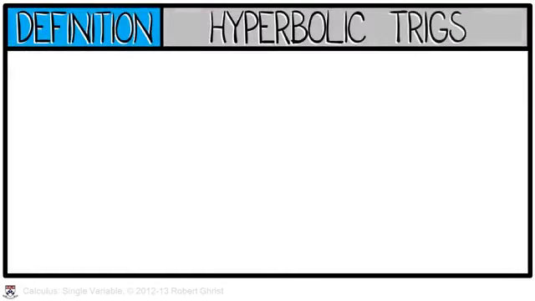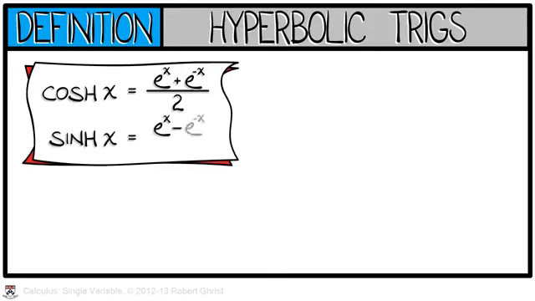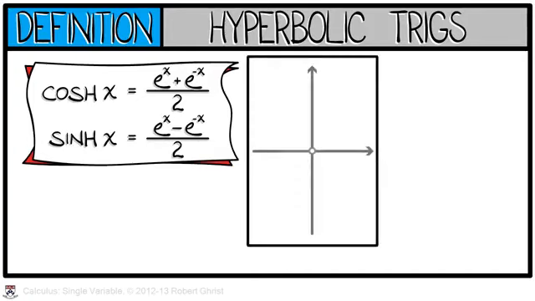With these tools in hand, let us consider a new class of functions. These are the hyperbolic trigs. The hyperbolic cosine of x, or cosh of x, is defined as e to the x plus e to the minus x over 2. The hyperbolic sine of x is defined as e to the x minus e to the minus x over 2.